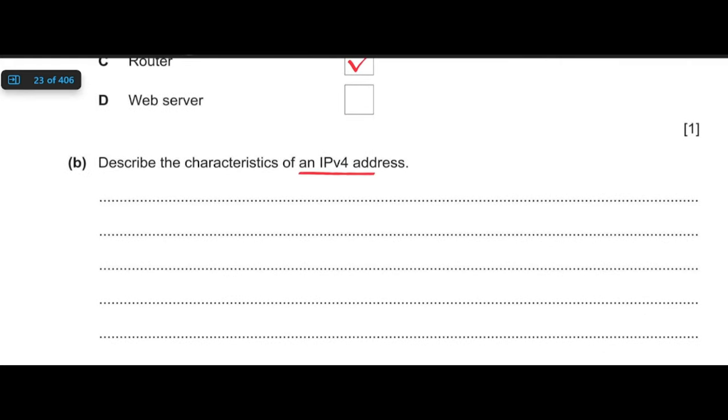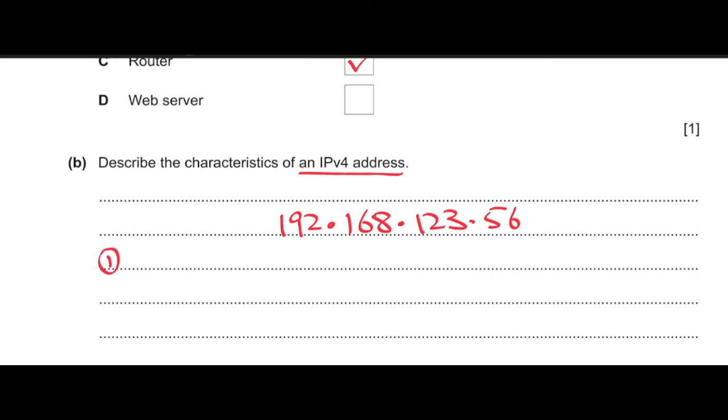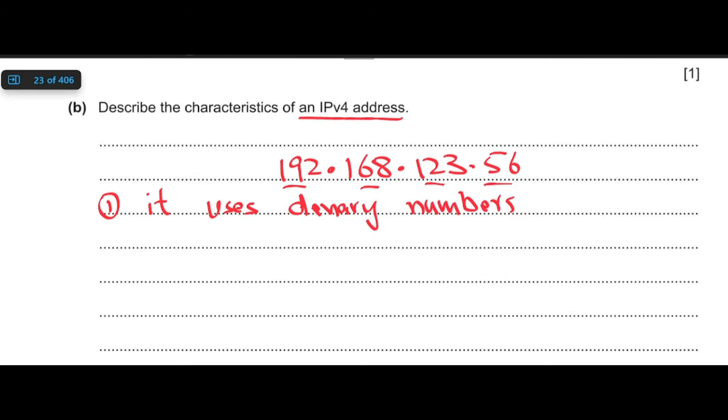Describe the characteristics of an IPv4 address. What are the characteristics of an IPv4 address? Let's first write an IPv4 address. Let's say this is the example: 192.168.123.56. Now we can see the characteristics of this one. First of all, all the numbers are denary numbers. It uses denary numbers. Second, it has four sets of numbers, 1, 2, 3, and 4.